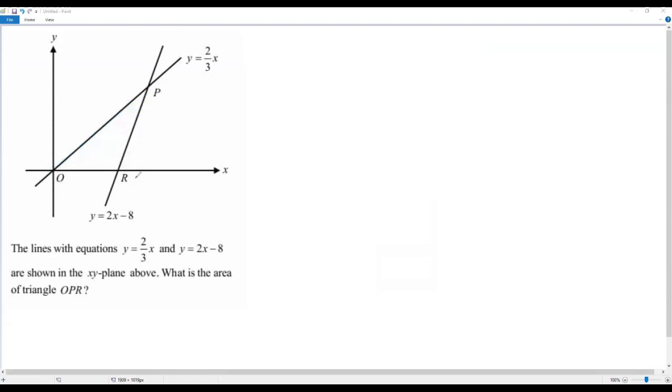Here, if I want to get the area of a triangle, we can use the formula 1 over 2 times base times height. So this is the formula to get the area of a triangle. For this triangle OPR, the base is given by the line segment OR over here. And to get the height of this triangle, we can consider a vertical line segment over here. So this line segment gives the height of the triangle.